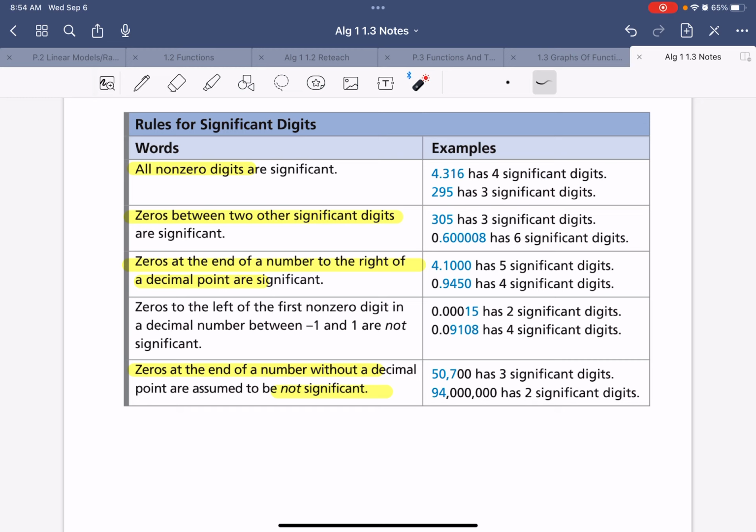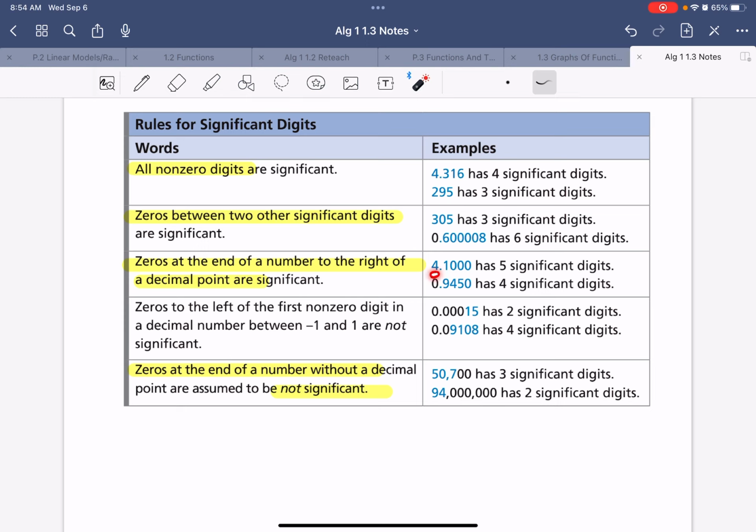But zeros to the left of a non-zero digit in a decimal number: if your number is less than 1, meaning you only have zeros in front of the decimal, then the zeros after the decimal are not significant.